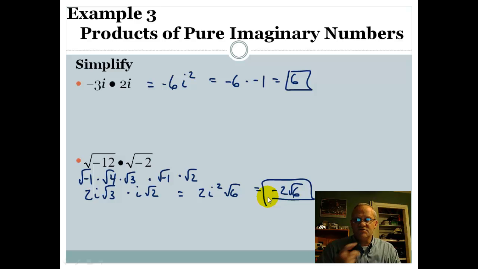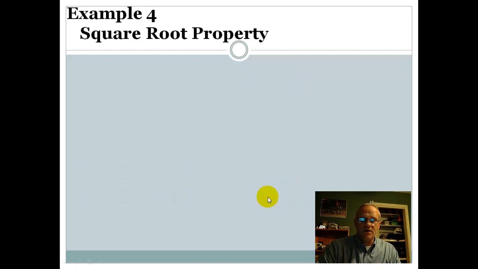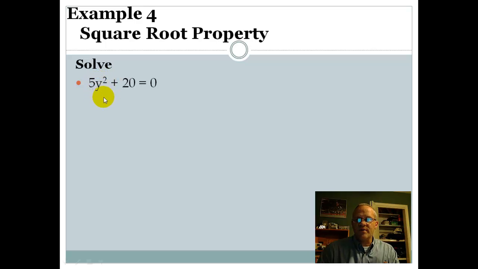Okay, so there's some multiplying with imaginary numbers. Last thing that we've got to talk about is a couple of examples with the square root property. Okay, we're going to solve an equation. Here's another way that we can solve an equation using the square root property and doing some square root stuff here. Take a look at this equation. What I'm going to do to solve this equation using the square root property is first try to get the y squared by itself.